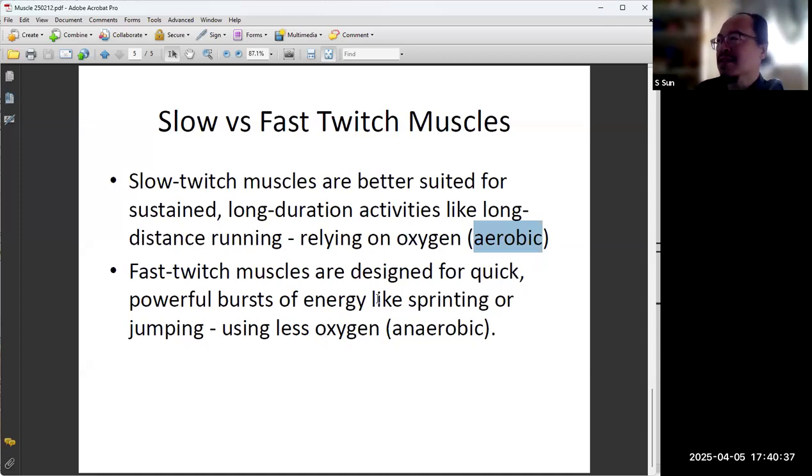So that is the difference, and that's for this short video, extending our understanding of muscle energy use toward the two types of muscle, slow twitching muscle and fast twitching muscle. I hope it helps.